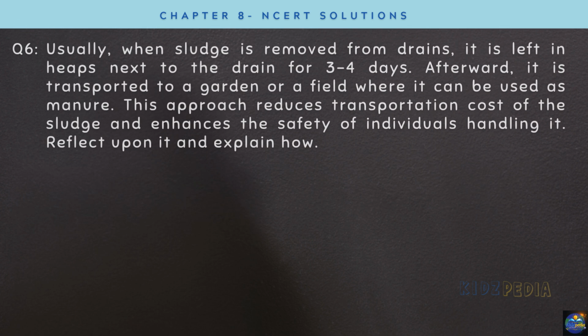Next question. Usually, when sludge is removed from drains, it is left in heaps next to the drain for 3 to 4 days. Afterward, it is transported to a garden or a field where it can be used as manure. This approach reduces transportation cost of the sludge and enhances the safety of individuals handling it. Reflect upon it and explain how.